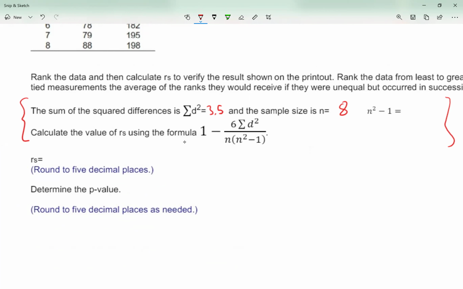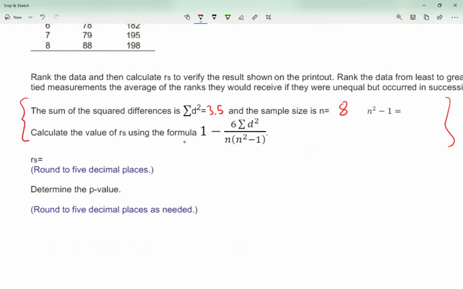Why do I need this? Because I'm going to calculate my r squared using this formula. So I'm going to go 1 minus, on the top of the fraction, 6 times 3.5, over 8 times 63.